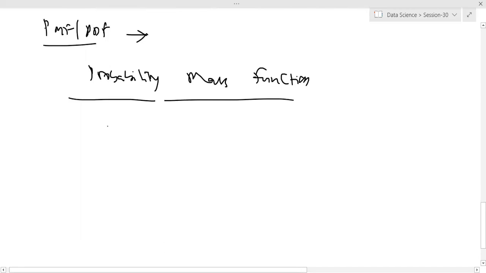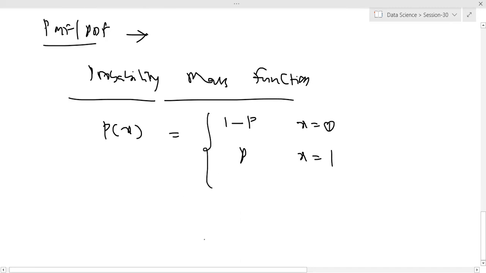Now, if you observe the mass function, P of X is equal to 1 minus P if X equals 0. That means if your X value is 0, that is failure, or else it is P if your X value is 1. That's all. Very simple. So Bernoulli is not that complex, friends, it is very straightforward. If X equals 1, that means success, then I can say the probability value is P. If my value is 0, that means failure, I can give 1 minus P.